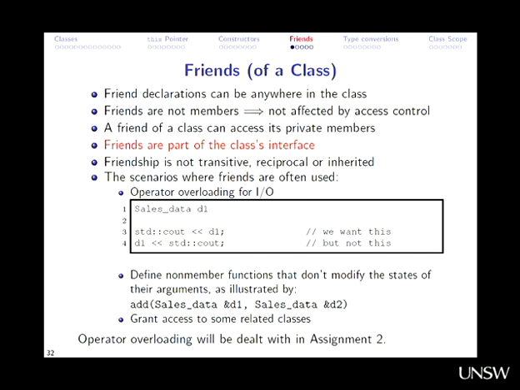Friendship is often used for operator overloading. Again, we'll look at this in a lot of detail next week. But what this means is, say our sales data class here, we create an object. We might want to be able to push the sales data object, the whole object, out to cout. That's exactly what we want, and we want to do that in assignment 2. But we don't want all of cout being redirected into sales data. That doesn't make sense. So friendship is often used for those things.